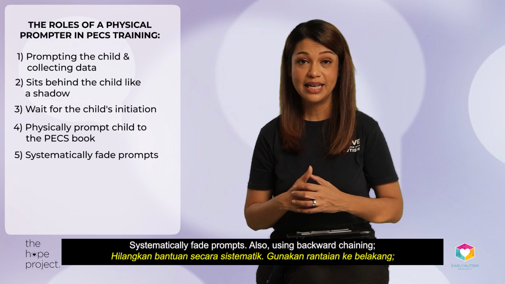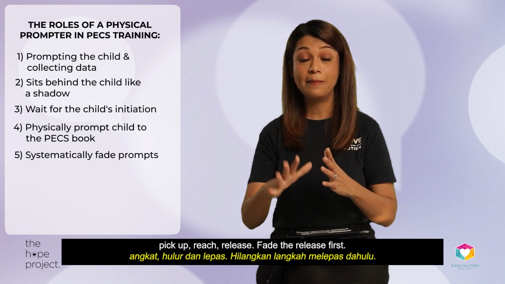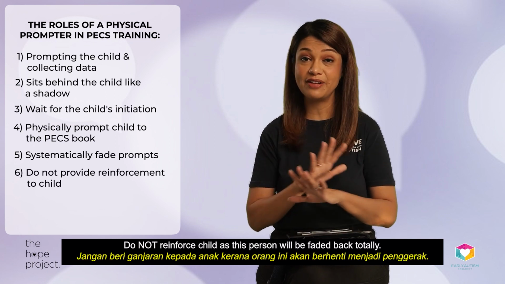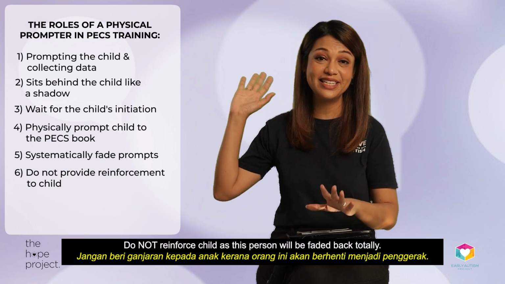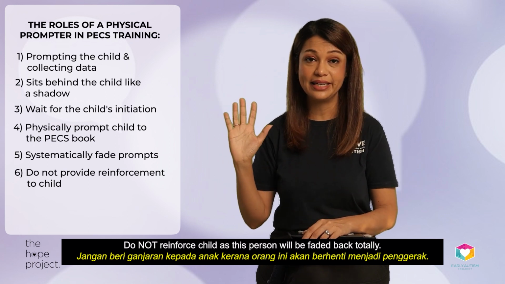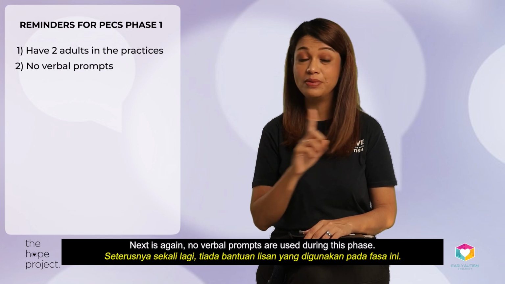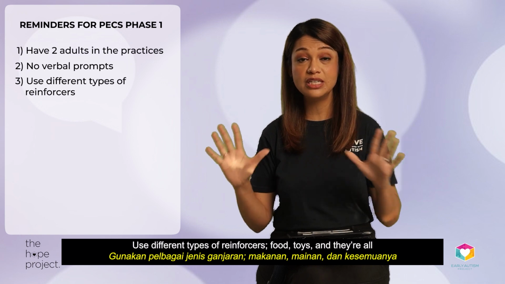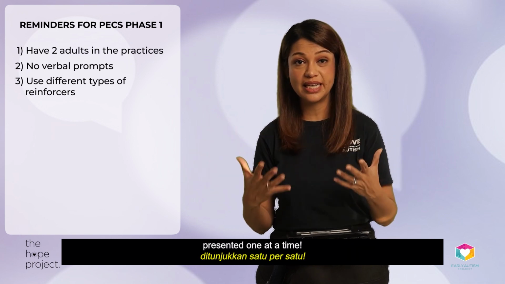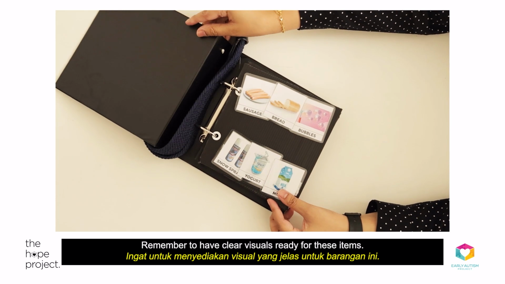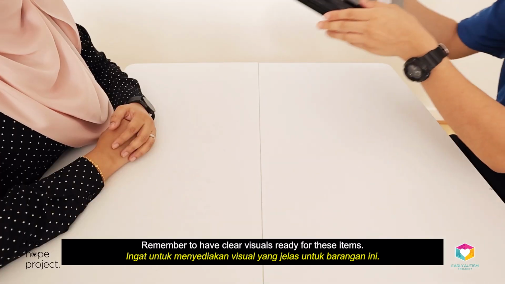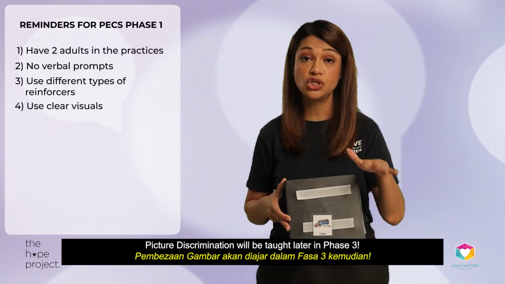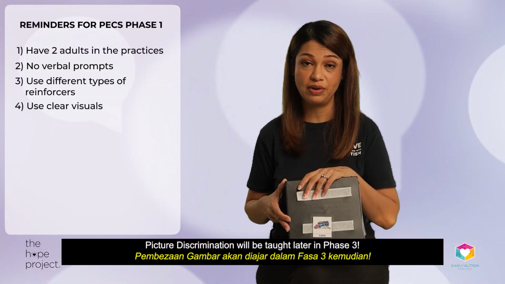Systematically fade prompts. Also using backward chaining, pick up, reach, release, you start to fade that first. Don't reinforce the child. The physical prompter cannot reinforce because the person is going to be faded back completely. Next, again, no verbal prompts are used during this phase. Use different types of reinforcers, food, toys, and they're all presented one at a time. Now remember to have clear visuals ready for these items, but only one visual on the book at one time. Picture discrimination will be taught later in phase 3.